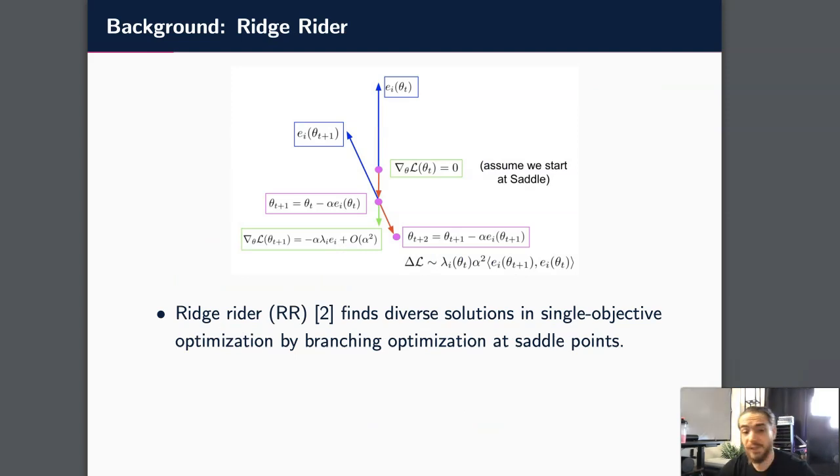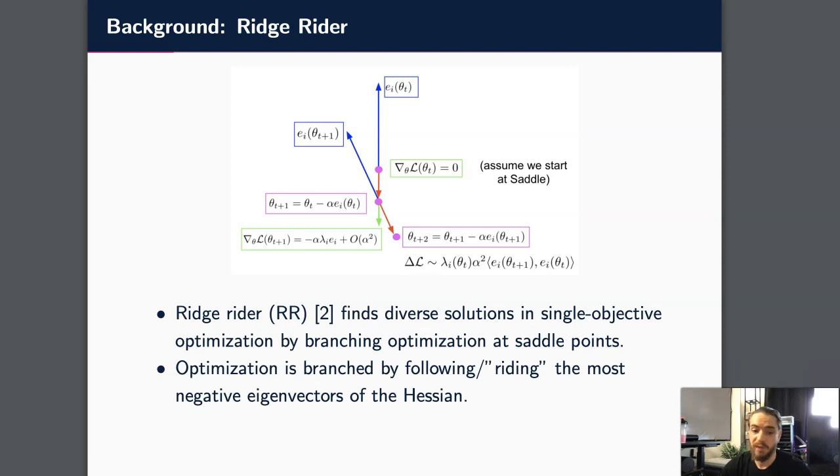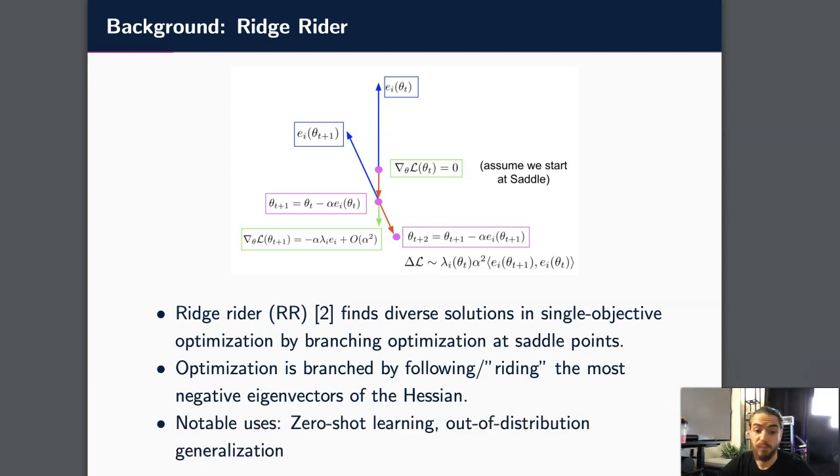Ridge Rider is a method for finding diverse solutions in single objective optimization. It does this by branching optimization at saddle points. Optimization is branched by following, or riding, the most negative eigenvectors of the Hessian in descent directions. They apply this for improvements in varied applications like zero-shot learning and out-of-distribution generalization.